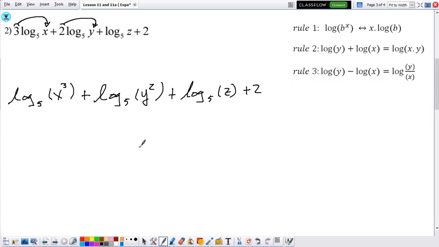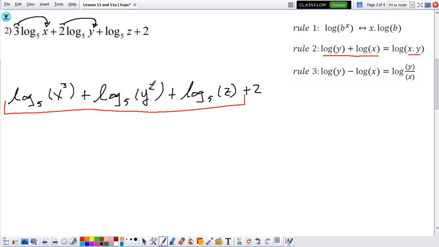Excellent. So now, what do we notice here? Notice that I'm adding 3 logarithms here. So what does my rule say? That if you're adding logarithms, you can just multiply the insides. Now, why am I not taking into consideration that 2? Because that 2 doesn't even have a logarithm. So we're really not going to use that 2 when we're condensing this. We're just going to keep rewriting it.